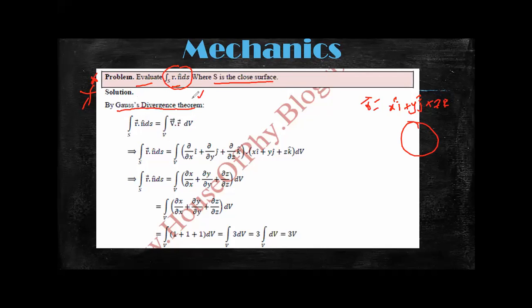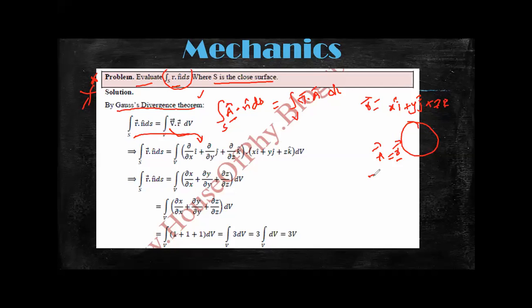So you have to apply the Gauss theorem. How do we apply it here? What is the vector here? A should be equal to R. Whatever we proved yesterday: the surface integral of A dot n ds, where n is a unit vector, equals the volume integral of divergence A dv. I told you S means surface integral, which could be a double integral, and V means triple integral, dx dy dz three times. Now I'm substituting A equal to R.